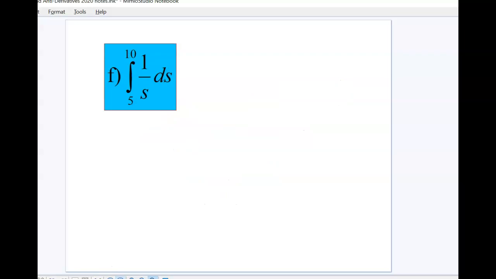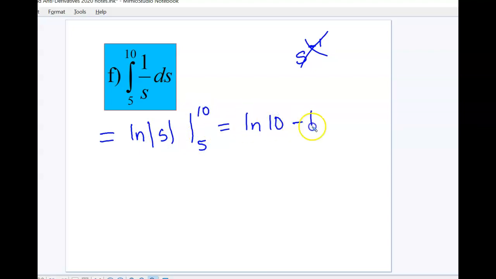The integral of 1 over s ds. Now, if I move that s up to the top, I would get s to the minus 1. And now if I added 1, I'd get 0, and then I'd have to divide by 0, and I can't do that. So this is a special case. If you remember way back when we did derivatives of exponentials and logs, the derivative of the logarithmic function was 1 over x. So if I integrate 1 over s, that's going to be equal to ln |s|, going from 5 to 10. That's going to be the natural log of 10 minus the natural log of 5. And reviewing our laws of logarithms, if I'm subtracting two logarithms, I can combine them by dividing. This is going to be ln 2.